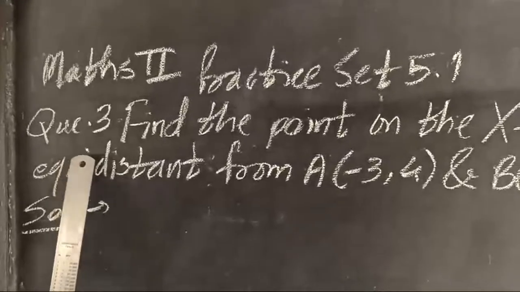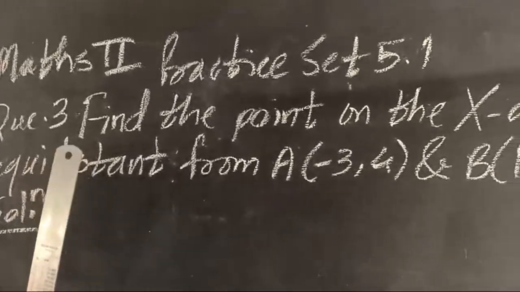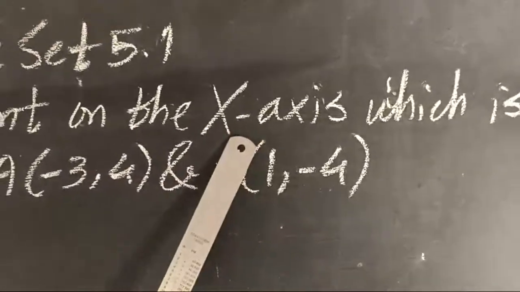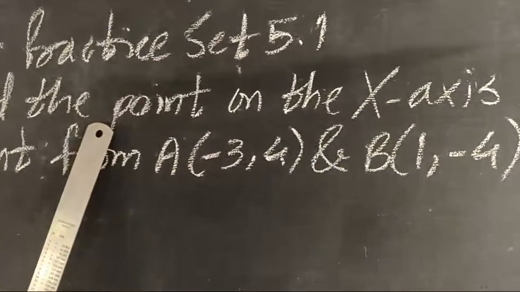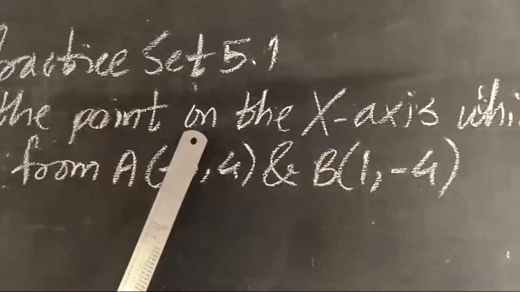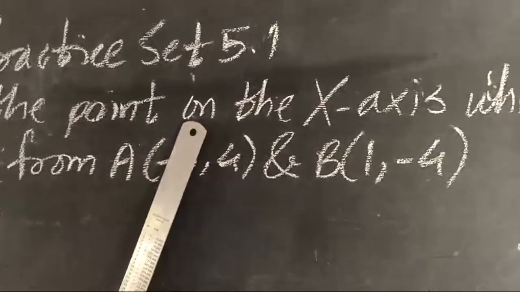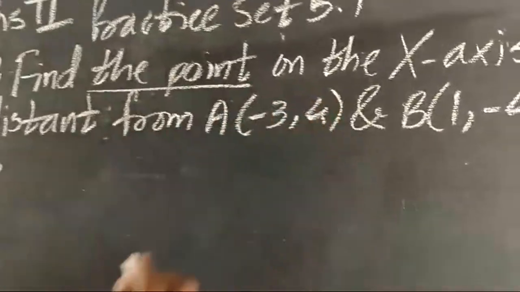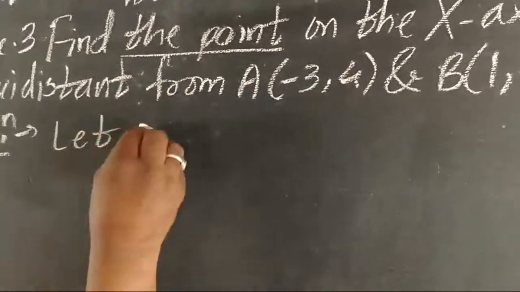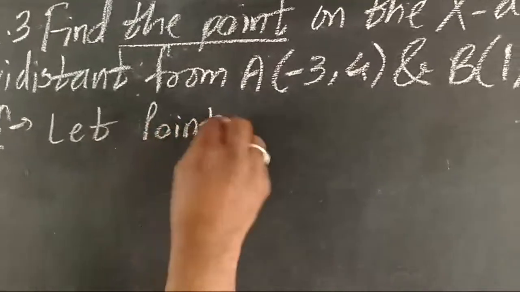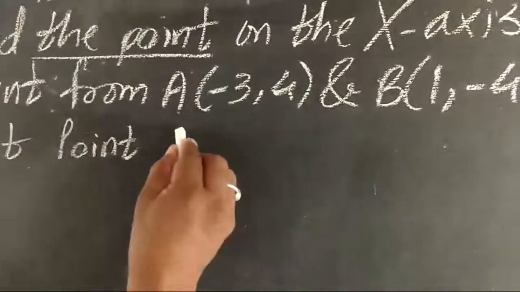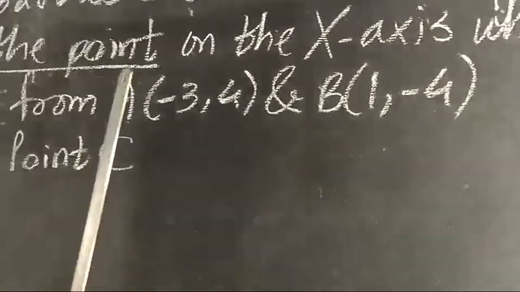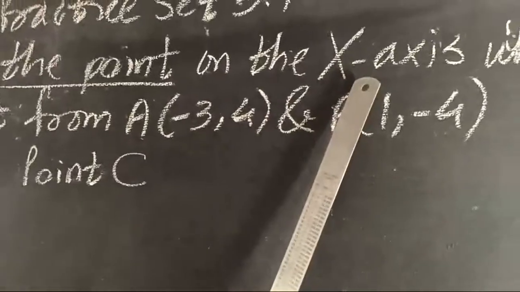For example, we discuss here, find the point on the x-axis. Means one point we consider and that point is on the x-axis. We consider which point lies on the x-axis. Suppose points A and B are given. We consider point C on the x-axis.